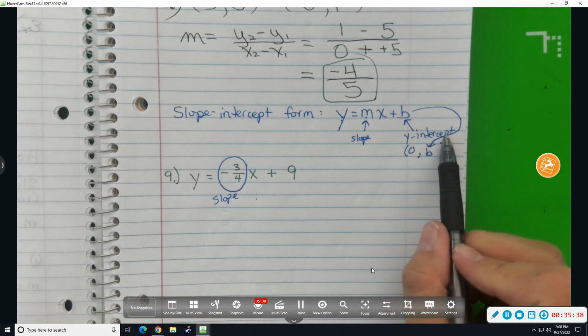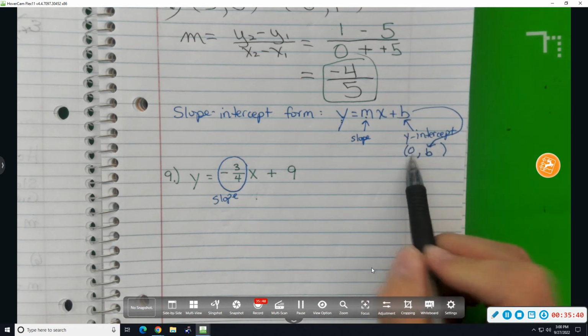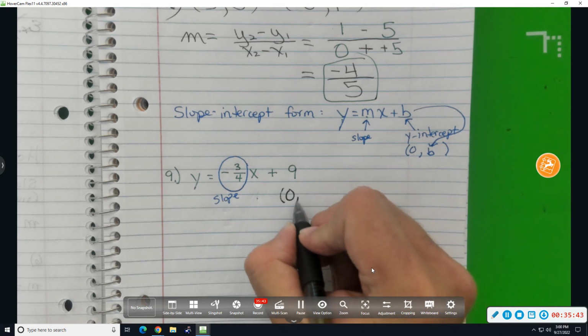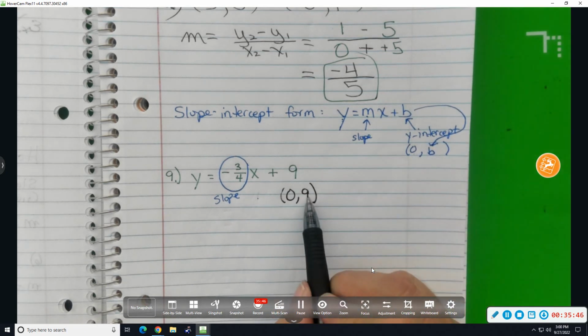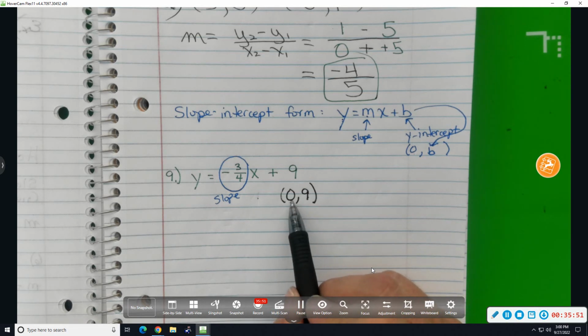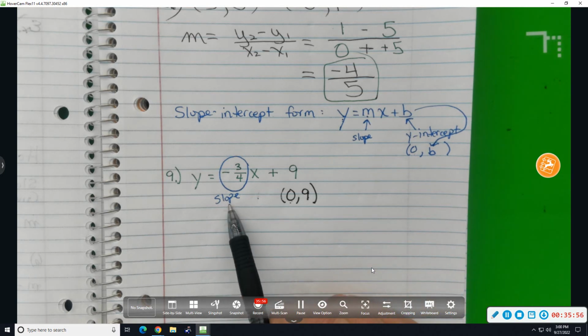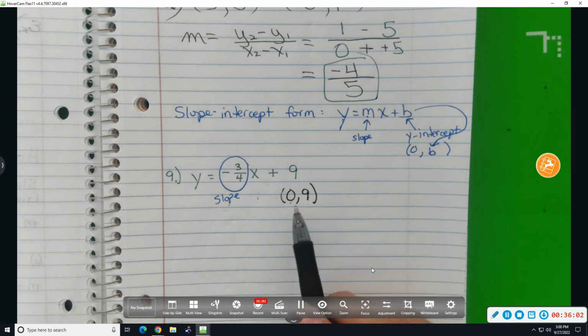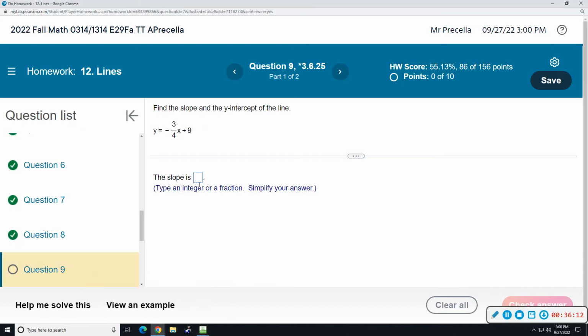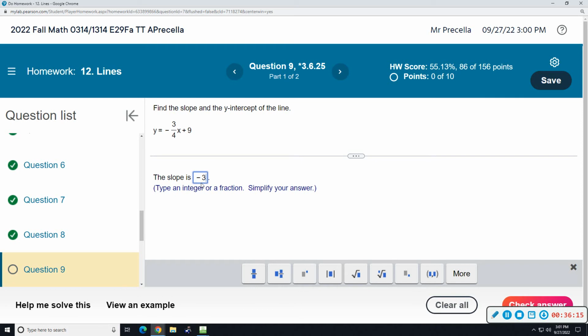The y-intercept is an ordered pair, (0, 9). It's passing through 9 on the y-axis, so the x value would be 0. So it's asking you, what's the slope? -3/4. That means the line is falling. What's the y-intercept? Where is it crossing the y-axis? At the point (0, 9). We want to punch that in. The slope is -3/4.